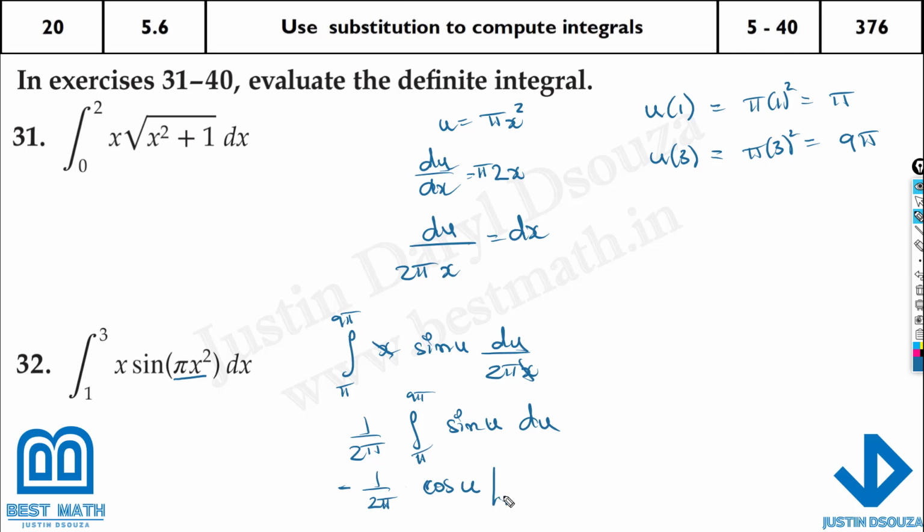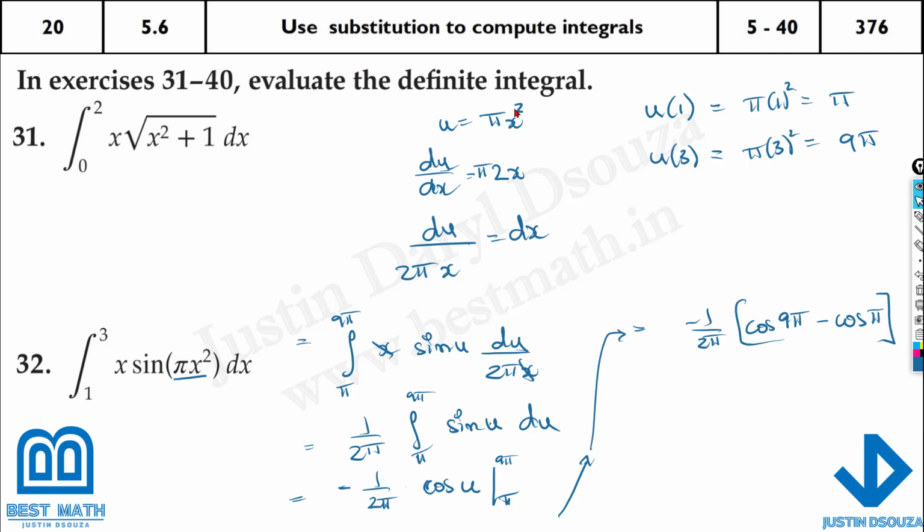Now don't forget the limits. I almost forgot. Pi to 9 pi. Continuing, we have minus 1 by 2 pi outside. Make sure you apply the limits to cos u. You're not going to substitute back the values. We are just going to apply the new limits. So we get cosine 9 pi minus cosine pi. This is what we need to solve.